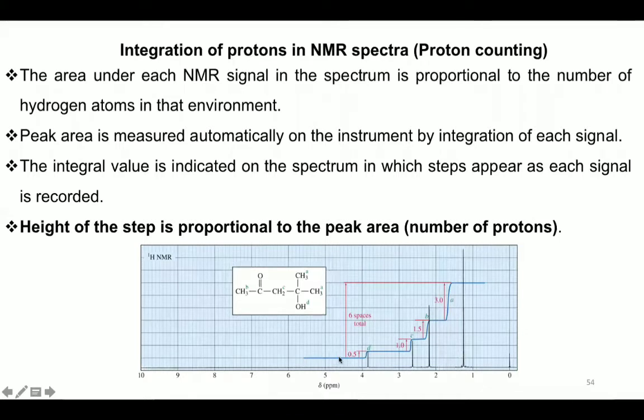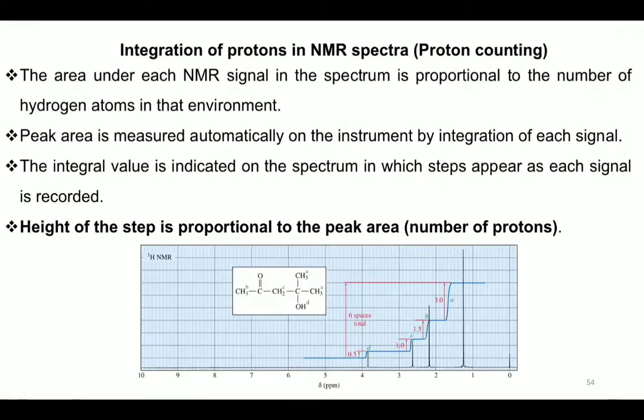The instrument itself will integrate the peaks. When you integrate the peaks, it appears as an S shape. You can clearly see the S shape. The S shape indicates the integration. Once you do the integration, the number of protons is automatically shown on the NMR spectrum. Here you can see there are 6 spaces in total. The width between this is 3, this is 1.5, this is 1, and this is 0.5. It is a multiple of 2. This is how we can count the number of protons.